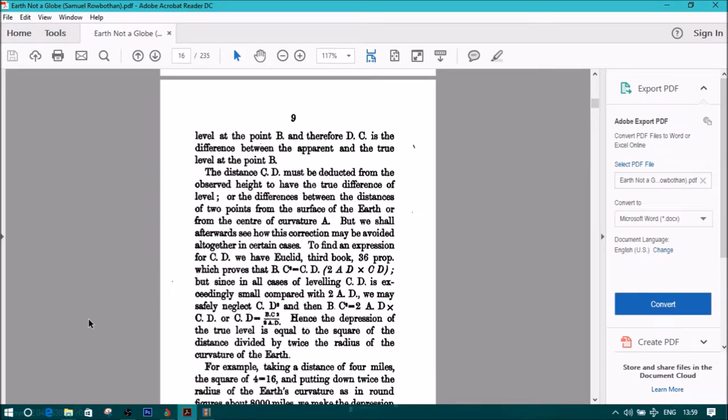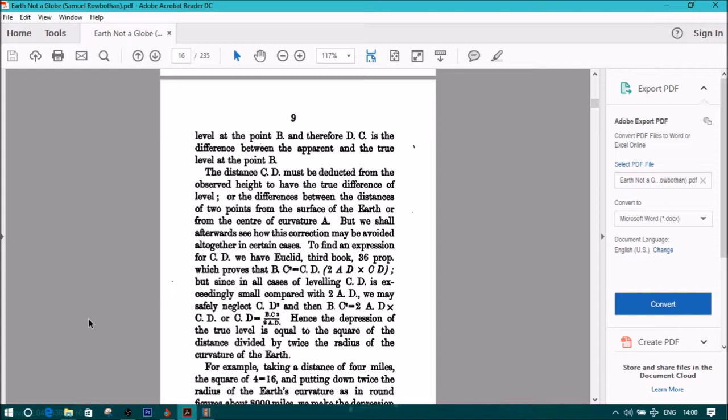The distance CD must be deducted from the observed height to have the true difference of level, or the difference between the distances of 2 points from the surface of the Earth, or from the center of curvature. But we shall afterwards see how this correction may be avoided altogether in certain cases.